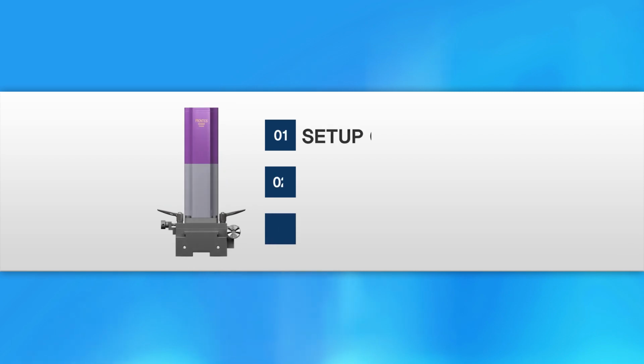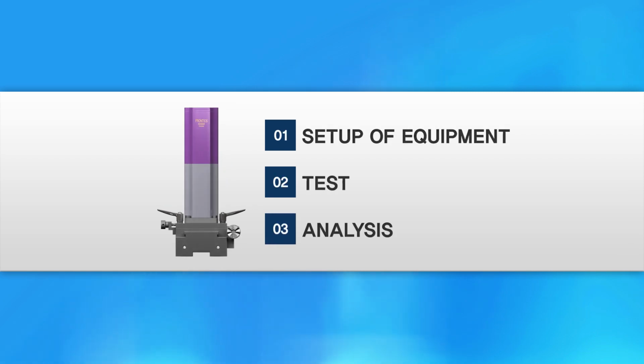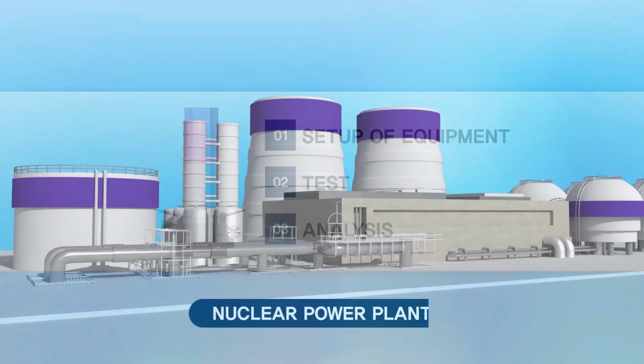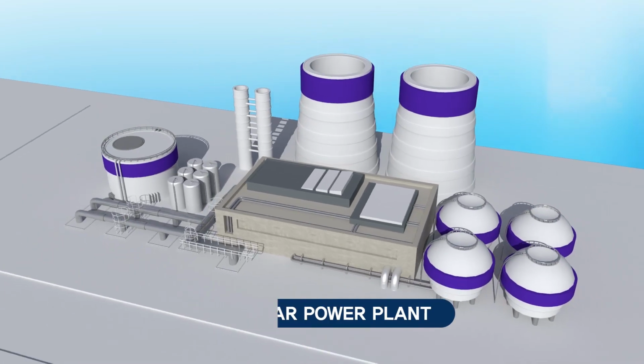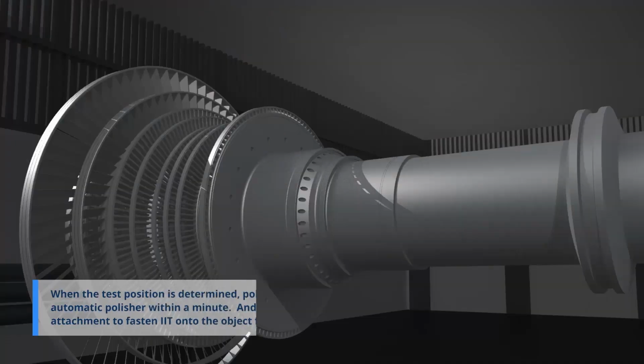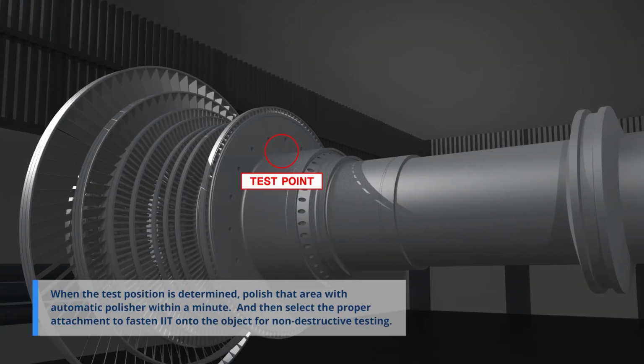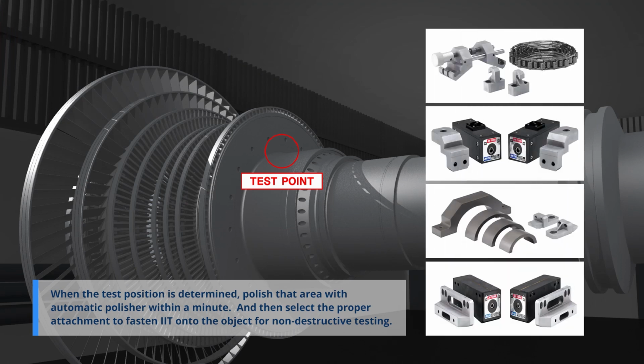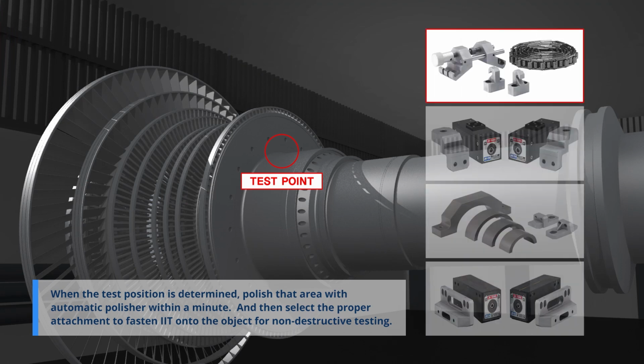Now I would like to show you the field application for testing of residual stress. The test procedure is like this. First, we should choose the most suitable attachment according to the shape of the target object. In this video, it is using a fillet jig as the attachment to the tested pipe.